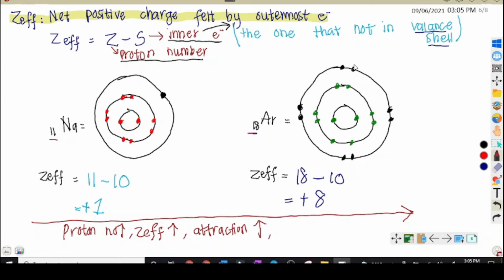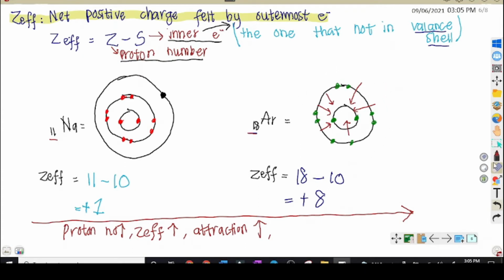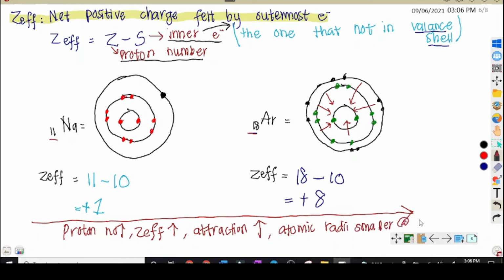So what's going to happen to this valence shell of argon? It will be attracted towards the strong nuclear charge, so this valence shell will become closer, but still the valence electron remains. So we're going to say that the atomic radius will become smaller or decrease, because it has a higher Z of positive 8.